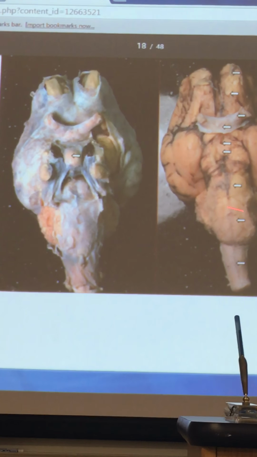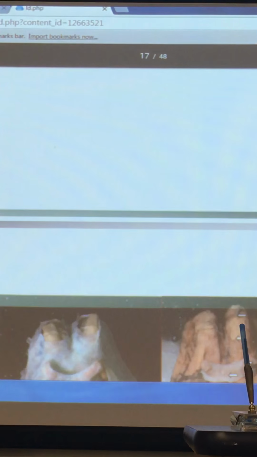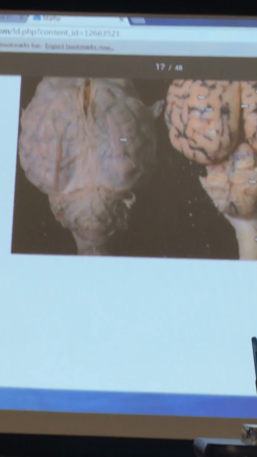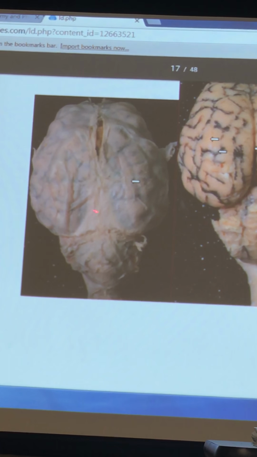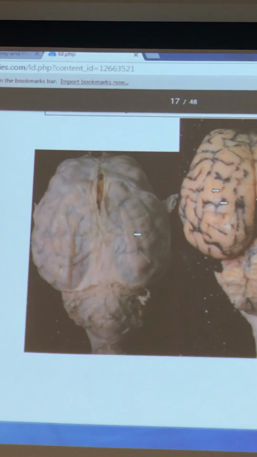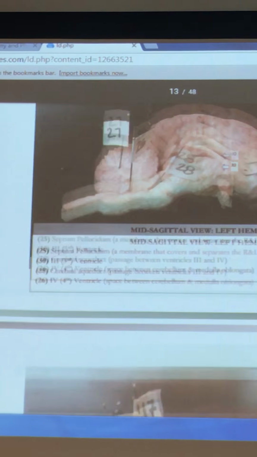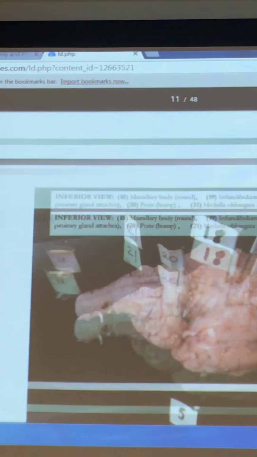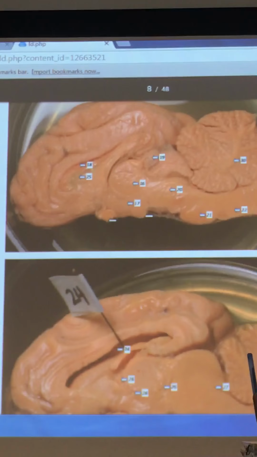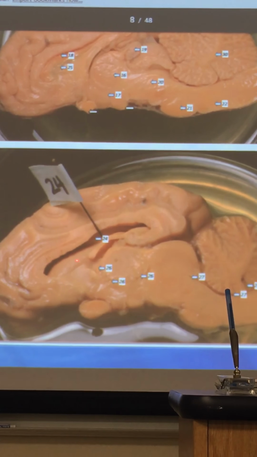That's why I put the pictures side by side so you can tell the difference. Wherever possible, I put my pictures side by side, with and without. This one is with and without dura mater, right? With dura mater, without dura mater. And the other one, the sagittal view, I have done with and without septum pellucidum.